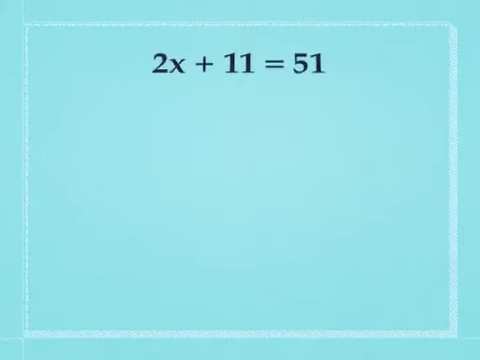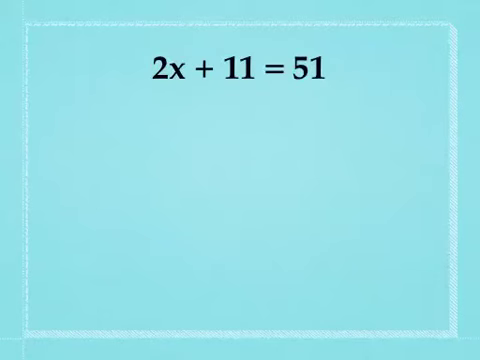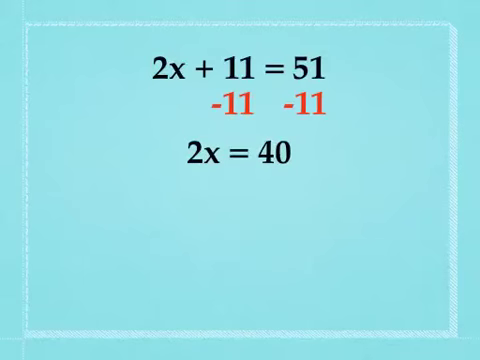So the first example says 2x plus 11 equals 51. Our goal is still to isolate the variable, or in this case, get x by itself. The first thing we need to get rid of is what we're adding or subtracting to x. So in this example, we're adding 11 to 2x. So I need to get rid of adding 11 by subtracting 11 from both sides. 11 minus 11 cancels out on the left side of my equation, and on the right side, 51 minus 11 is 40. So I'm left with 2x equals 40.